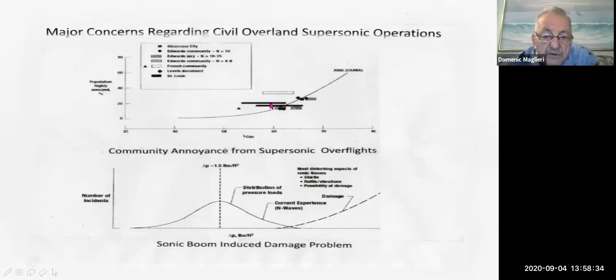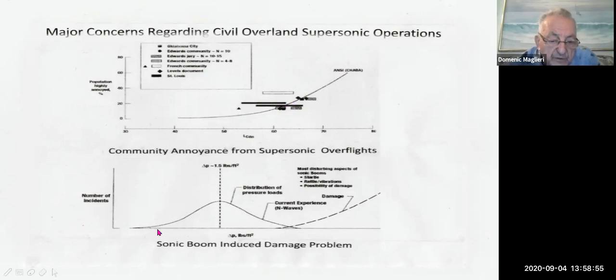These are some of the earlier tests that were done in St. Louis, and this is a French test in anticipation of Concorde. Oklahoma City started out at about 1.7 PSF and went down to 1.3. Well, when you're talking about highly annoyed, some 15 to 20%, you lost the battle.